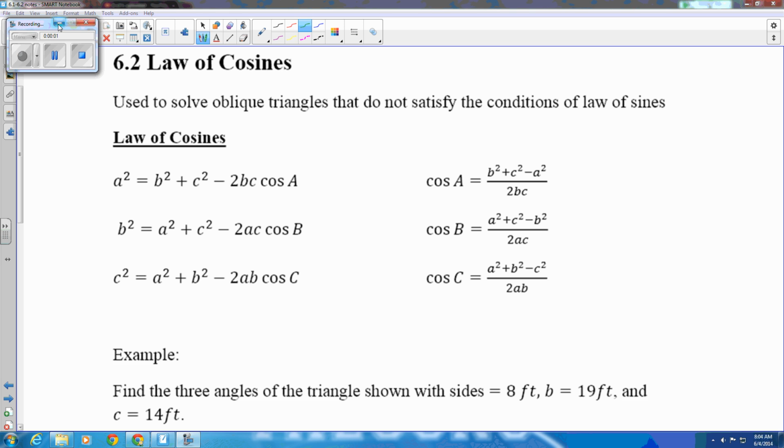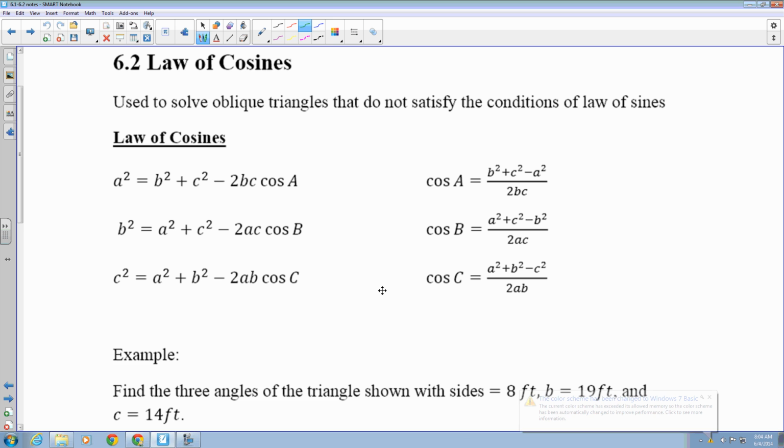All right, we are doing section 6.2, law of cosines. So the law of cosines has a basic outline. It has one side squared equal to the other two sides squared and added together, minus 2 times those two sides times the cosine of the angle of the side that was by itself. So if a is by itself on one side, a squared, then it would be the cosine of A in the equation. And what I did was I rearranged all these equations for you.